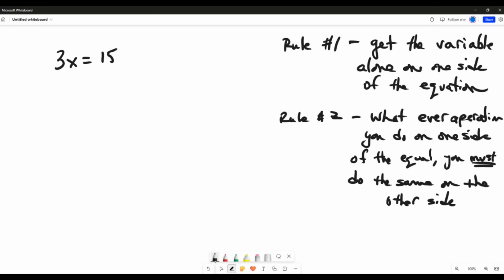We are taking the x and multiplying it by 3. So we have to undo, we have to break away the 3 that's being multiplied. The only way to do that is to divide by 3. Whatever you do on one side of the equation, you must turn around and do the exact same thing on the other side. And now we have 3x over 3.